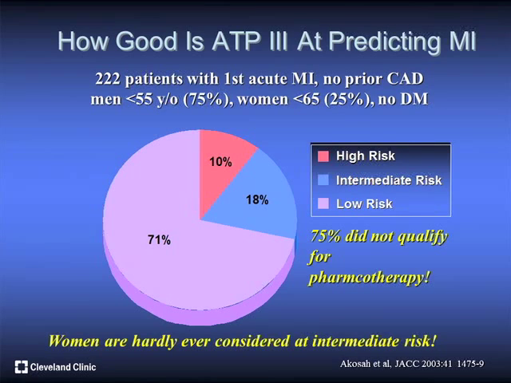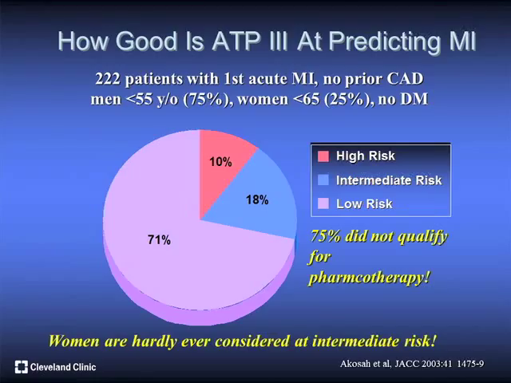How good is your NCEP, ATP III, Framingham, et cetera, at predicting MI? This is a study done about 10 years ago, 222 patients with first acute MI, no prior coronary artery disease. These are young men, relatively young females, non-diabetics. The day before their acute MI, 71% would have qualified in the low risk category. 75% would not have qualified for lipid-lowering pharmacotherapy. So on the day after MI, we will put them on 80 milligrams of atorvastatin. Day before MI, you would say you don't need this. So there's a disconnect here.